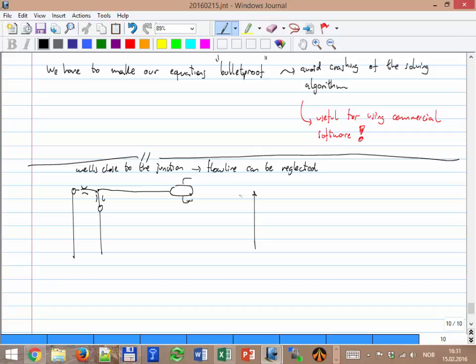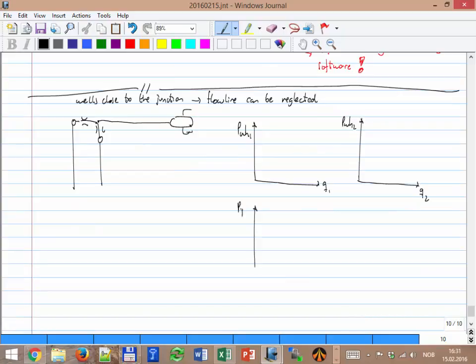So now we have two wells, we don't have to draw too much. We can say P wellhead 1 versus Q1, P wellhead 2 versus Q2, and P junction versus Q3, okay? This is Q1, Q2, Q3, and this is well 1 and well 2. How are they going to look? You shouldn't have any questions anymore. Looks like this, something like this, and something like that, right?